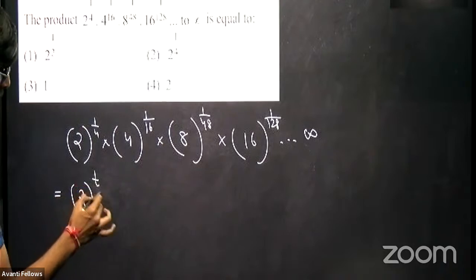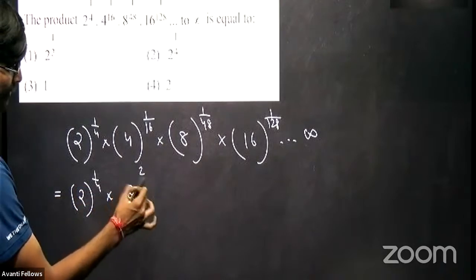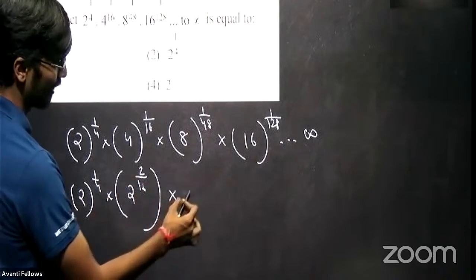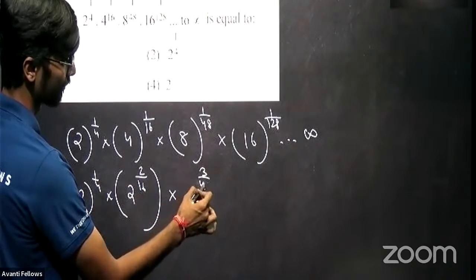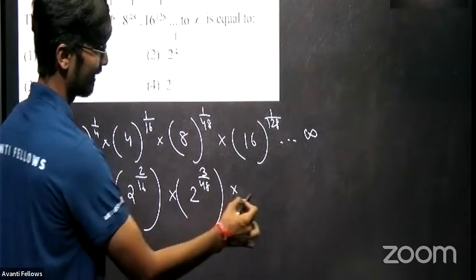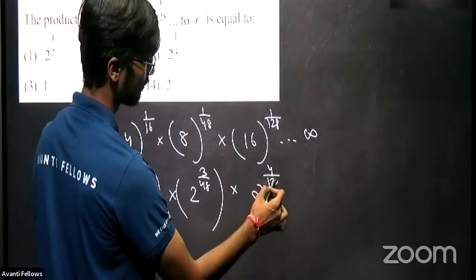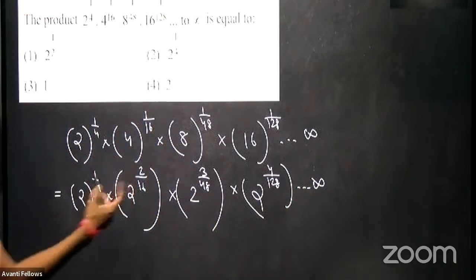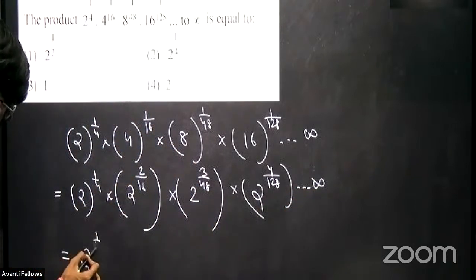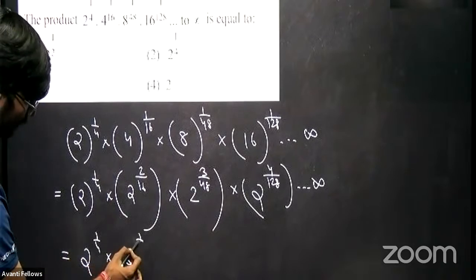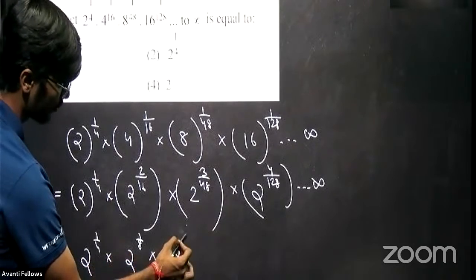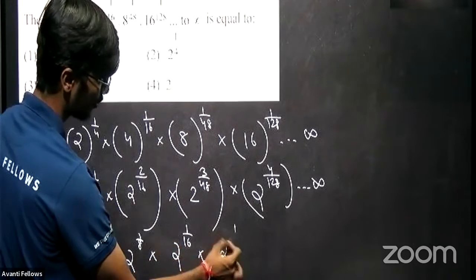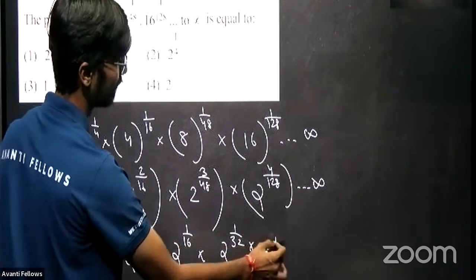सो सेम हम लोग ने क्या किया था? 2 की पावर 1/4 रहेगा, इसको आई कैन राइट 2 स्क्वायर, सो इट बिकम 2 रेज टू 2/16. इसको आई कैन राइट 2 क्यूब, इसको 2 रेज टू 4 up to infinite terms. So let's cancel out this. I'll get 2 raised to 1/4 into 2 raised to 1/8 into 2 raised to 1/16 into 2 raised to 1/32 into infinite.